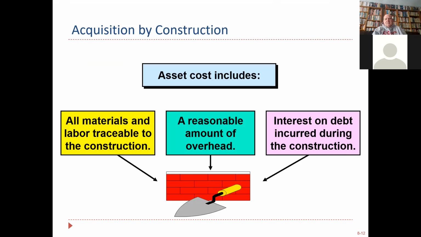And we don't get into this in too much detail, but you can build your own fixed asset. And all of the materials and labor traceable to the construction of that asset and some overhead reasonably calculated on a systematic and rational basis, the famous accounting statement. Interest on debt while you're building is part of the cost. I can give you two examples of my world, one where everything went great, the other one where the auditor beat me up a little bit.